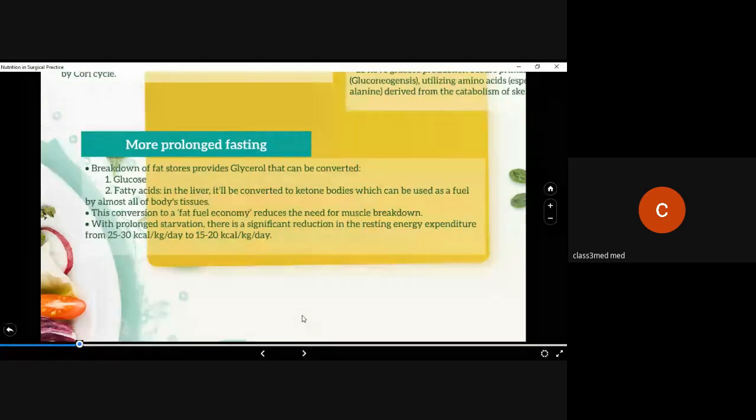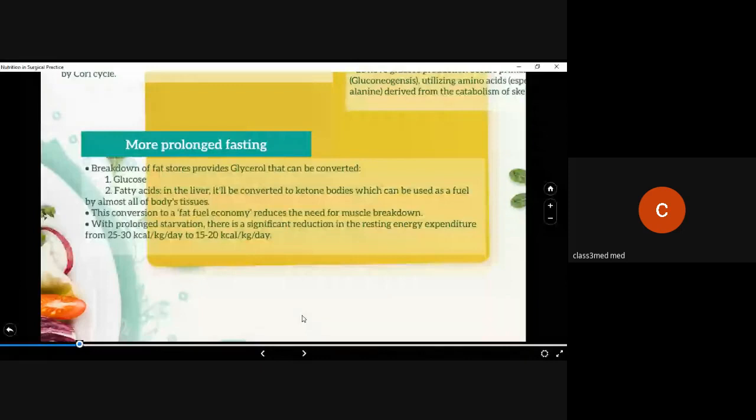And in fact, this is what happens during a ketogenic diet, when the patient stops taking any carbohydrates, and then the body moves to utilize its own fat by converting it to ketone bodies, and the body will use these ketone bodies as a fuel instead of glucose. This conversion to a fat fuel economy instead of a glucose fuel economy reduces the need for muscular breakdown. So that's a beneficial point where the body muscles will preserve their mass and bulk. Instead of that, the fat is utilized to produce the fuel. This is called fat fuel economy.